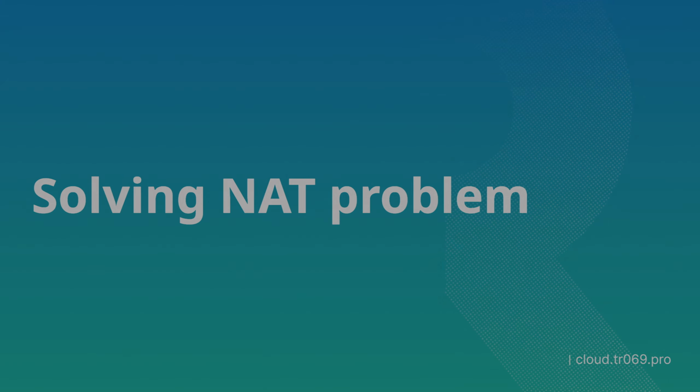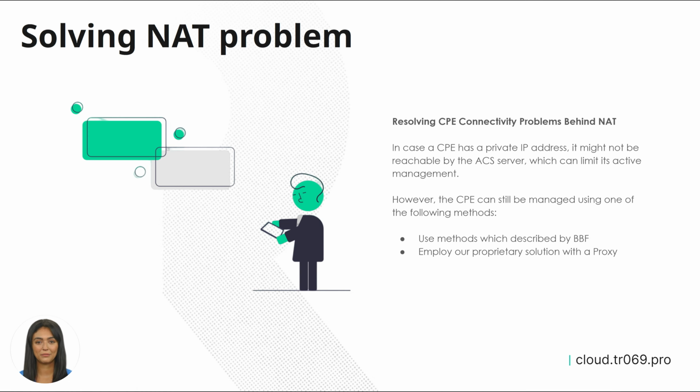Solving NAT problem. Resolving CPE connectivity problems behind NAT. In case a CPE has a private IP address, it might not be reachable by the ACS server, which can limit its active management. However, the CPE can still be managed using one of the following methods. Use methods described by Broadband Forum. Employ our proprietary solution with a proxy.